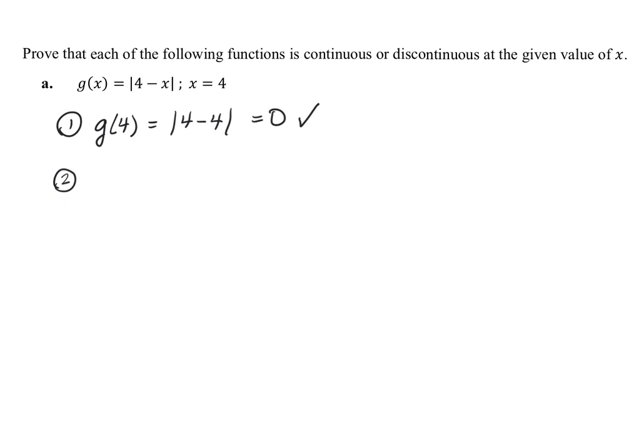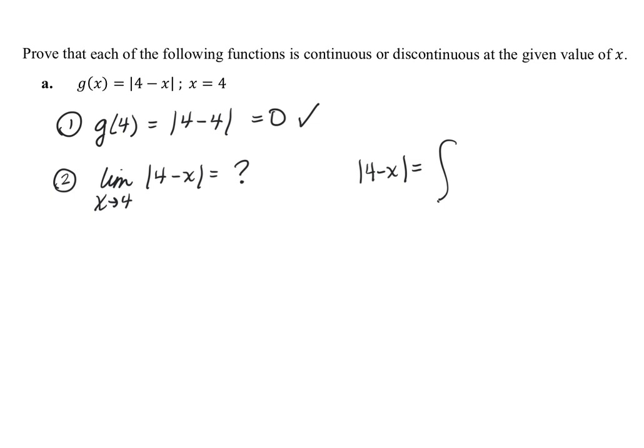Second condition for continuity at a point is that the limit must exist as x approaches 4. So we need to figure out what the value of the limit is as x approaches 4 of the absolute value of 4 minus x. So utilizing our knowledge from earlier in this class, we have to analyze the absolute value. So we know that absolute value functions can be rewritten as piecewise functions.